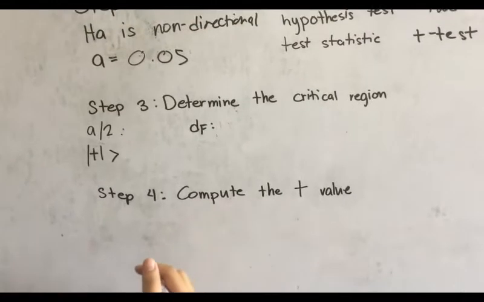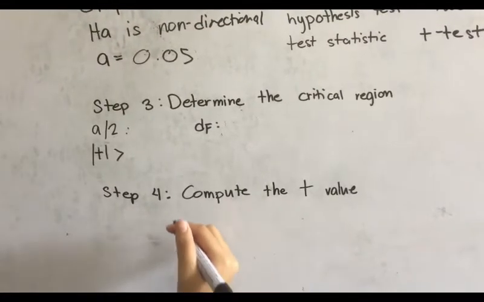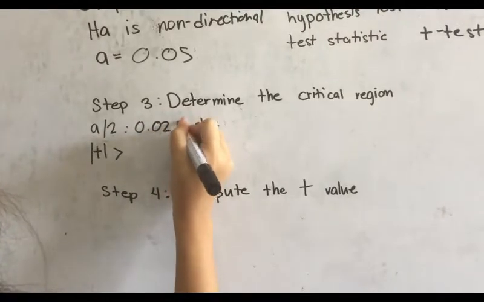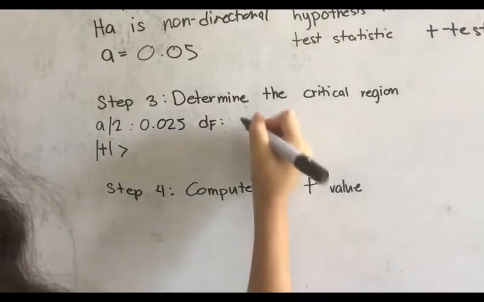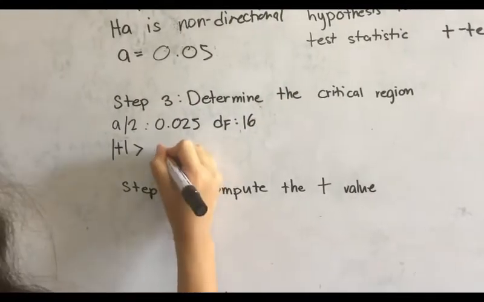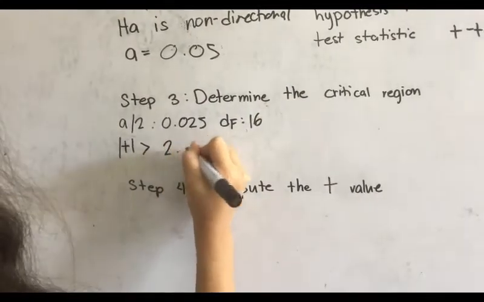Step 3. Determine the critical region. 0.05 divided by 2 is equal to 0.025. DF is equal to 16. So t is greater than the absolute value of 2.120.